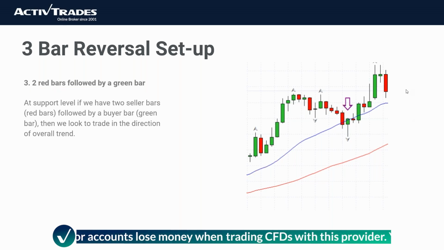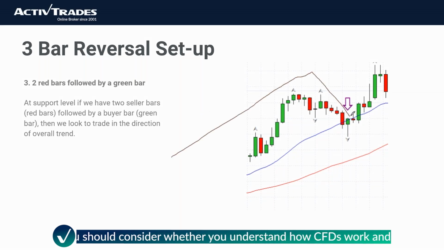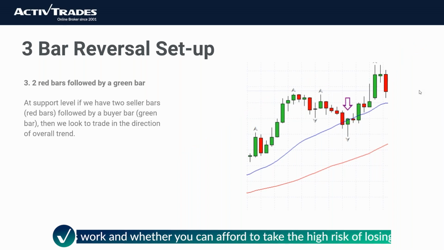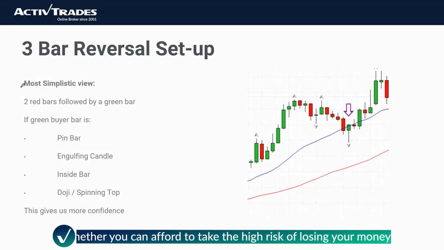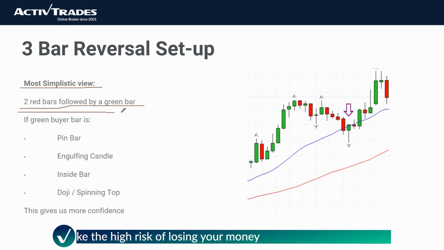Now we just need to confirm a couple of elements, and we are looking to take a trade in line with the trend. Price has been in an uptrend, price retraces, and then we're looking at the pullback as an opportunity to rejoin the existing dominant trend. That's what we're looking to achieve. As I said, the most simplistic view is 2 red bars followed by a green bar. That's really all that needs to occur.